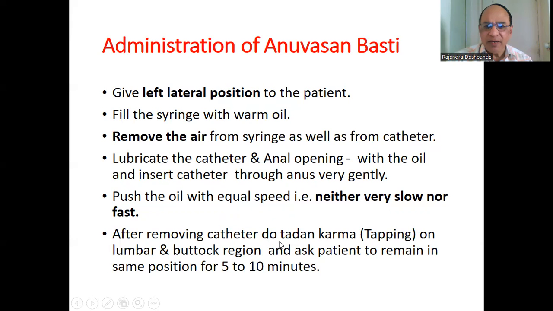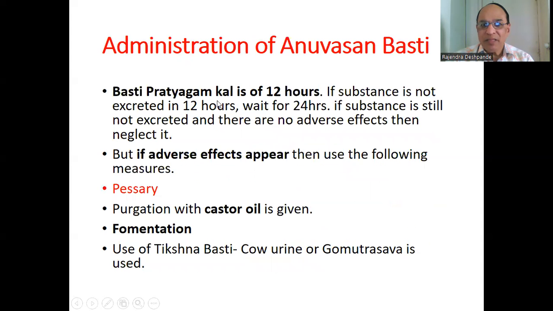After removing the catheter, there should be tapping. It is called Taran. Where to do it? On the lumbosacral region and buttock region, and ask the patient to remain in the same position for a minimum of 5 to 10 minutes. Okay? Basti pratyagama kal: whatever oil we push, that oil or the stool should come out. If the substance is not excreted in 12 hours, wait for 1 day, 24 hours. If the substance is still not excreted and there are no adverse effects, forget it.